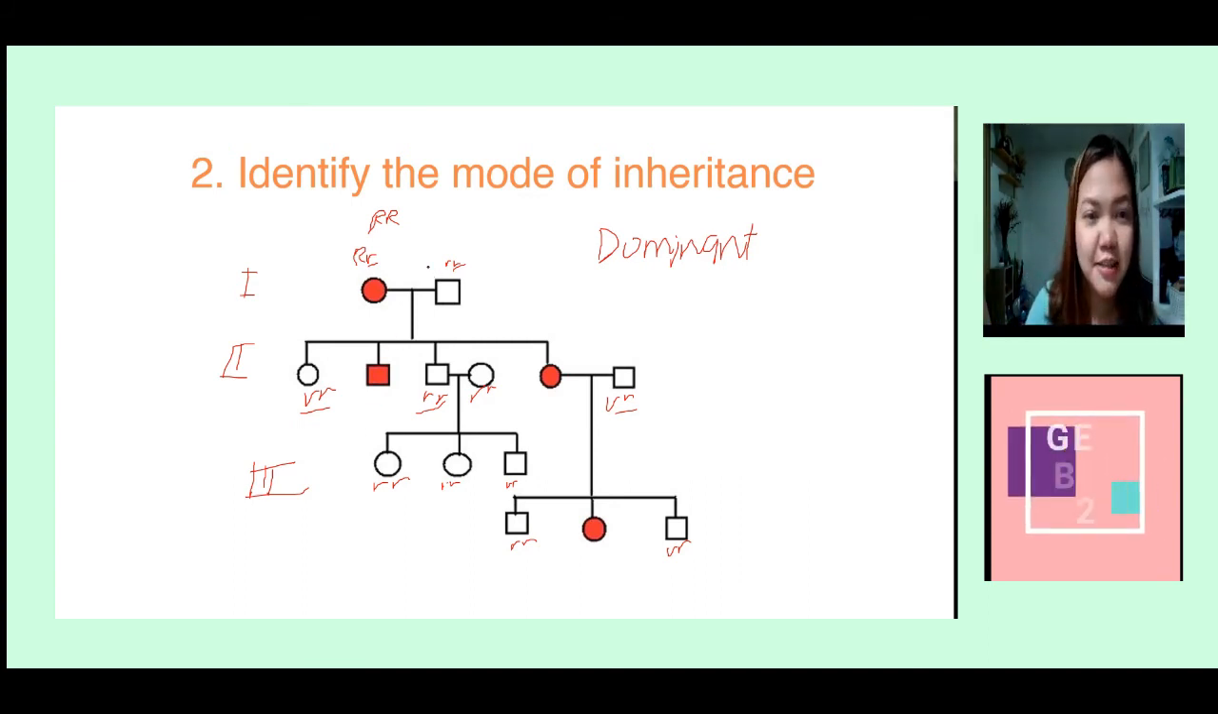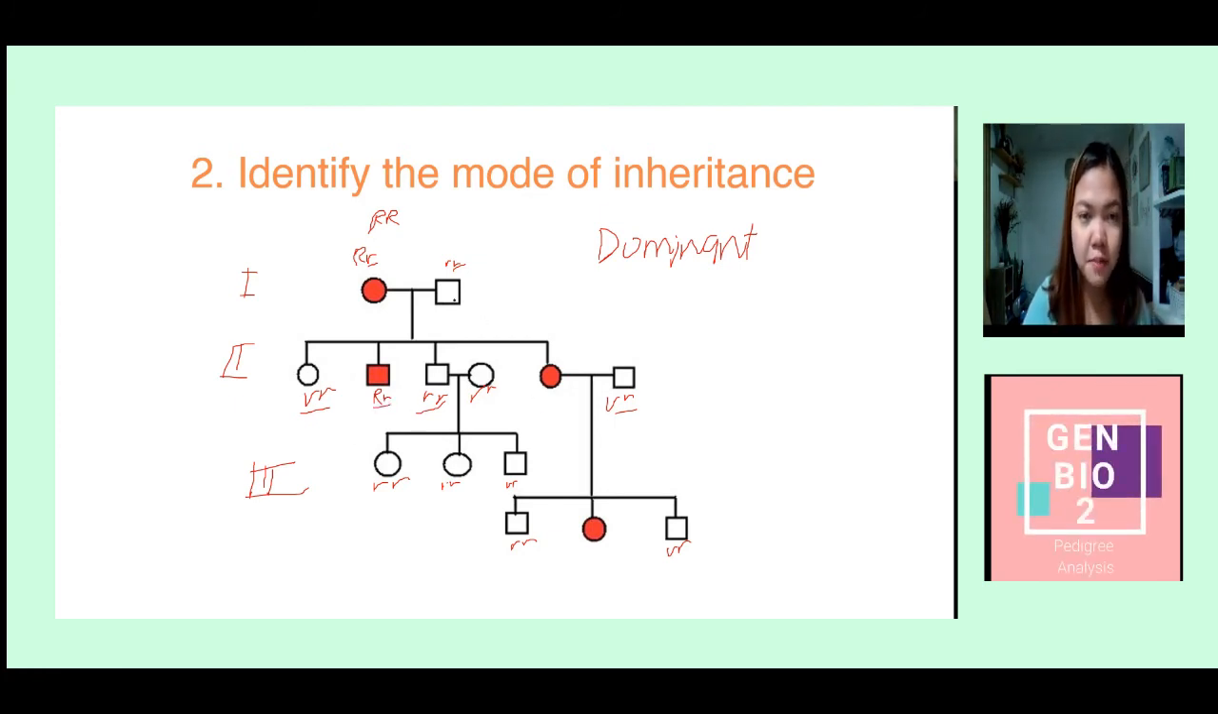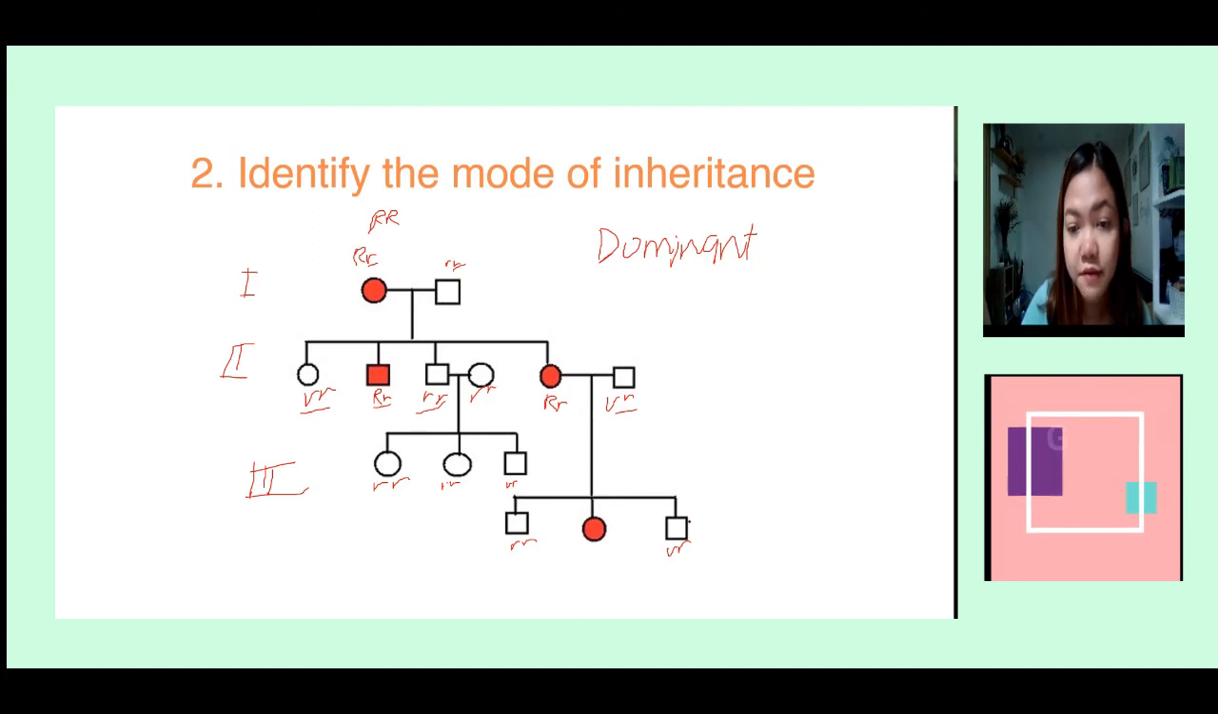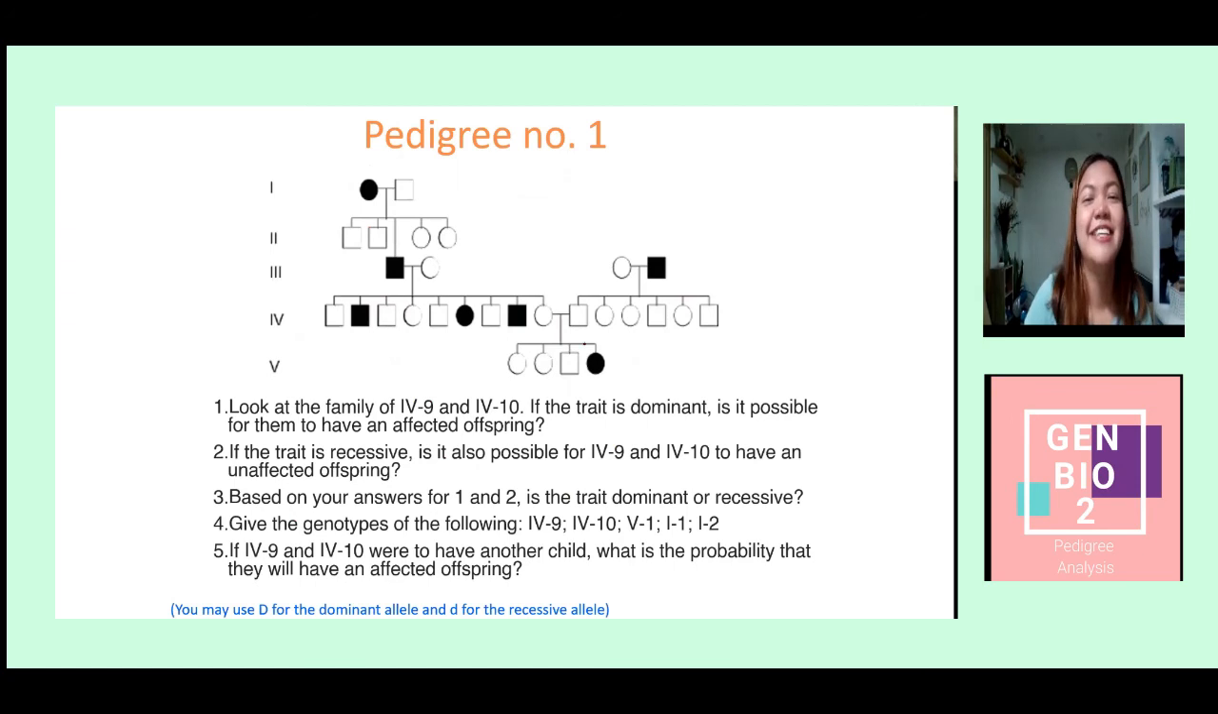Pag Punnett square mo yan, yan lang yung possible genotype kasi 50-50 yan. 50% affected, 50% unaffected. Okay? So, that proves to say that this one, dapat hetero din yan kasi nga meron pang unaffected na offspring. This will be easy. Now, we have another example of pedigree.